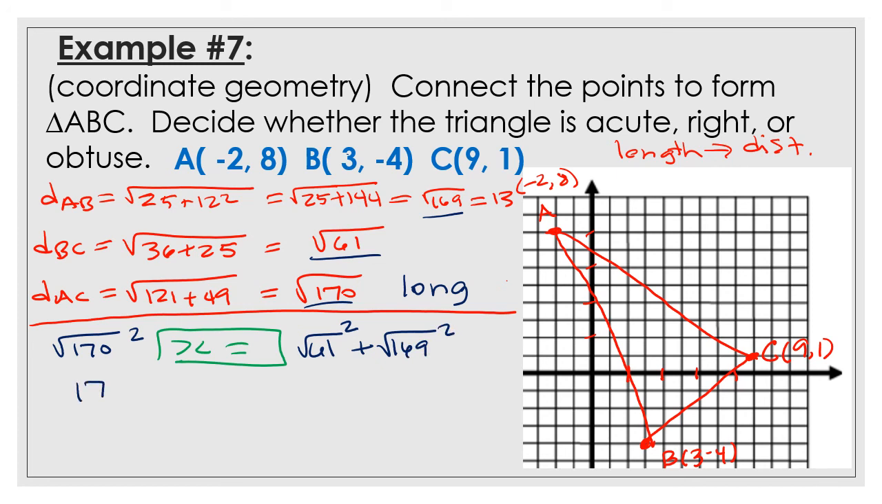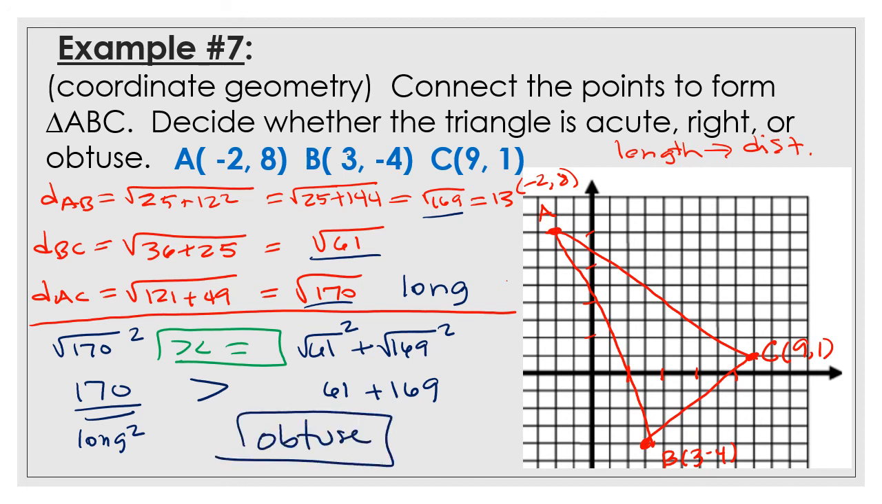Over here you get 170. Here you get 61 plus 169, and without doing any more math, I know that 170 is greater than 169, so that's all I need to know for this problem. Because the longest side squared is greater than the sum of the other two sides squared, that tells me this triangle is obtuse. Barely. I mean, it's barely obtuse.